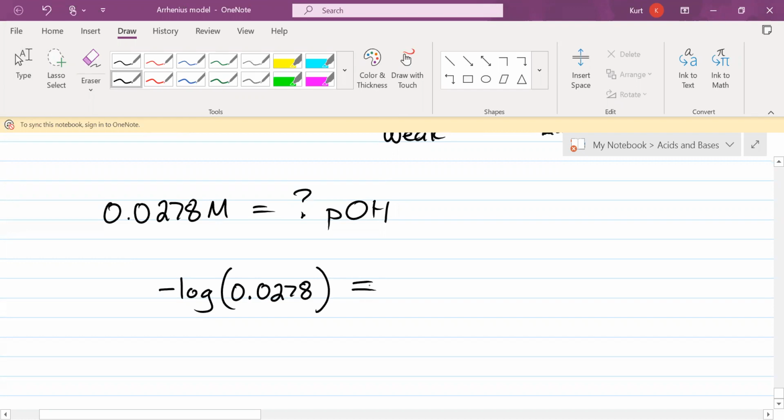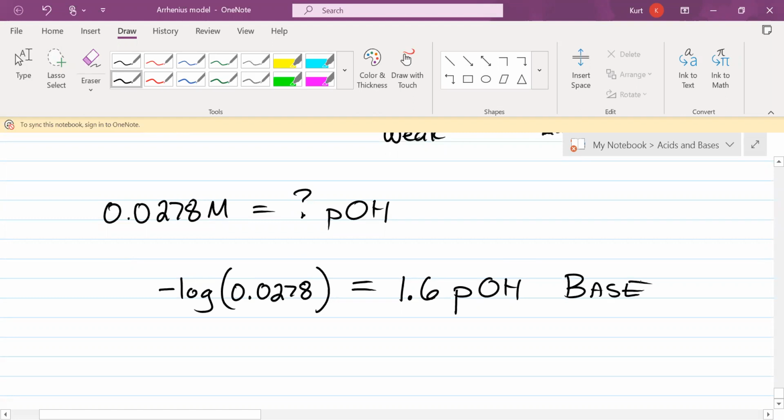I do have my calculator with me. Negative log, 0.0278, close parentheses. Maxie, what'd you get? 1.556. Let's just make it 1.6. pOH is 1.6. So, bonus question number 3. With a pOH of 1.6, would that be an acid or a base? David, that would be a base.